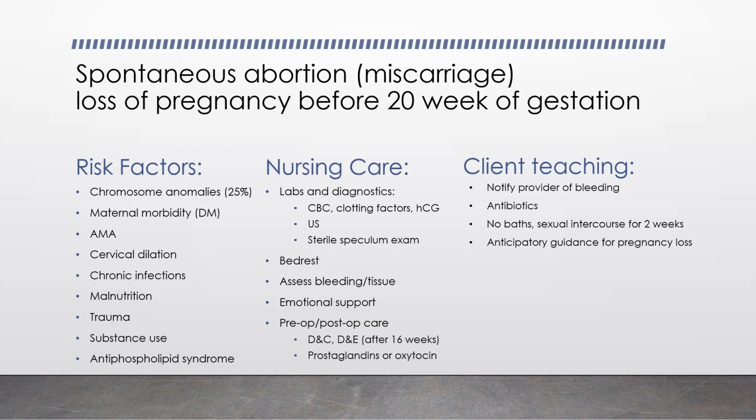So the first one is a spontaneous abortion, and this is the loss of a pregnancy before 20 weeks of gestation. You can see the risk factors on the left-hand side of the slide. And for nursing care, we would want to assess bleeding and whether the individual passed any tissue. A lot of times women will save tissue and bring it with them when they come to the provider's office or to the emergency room.